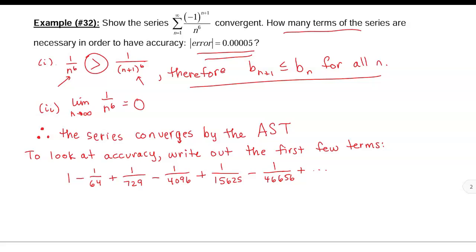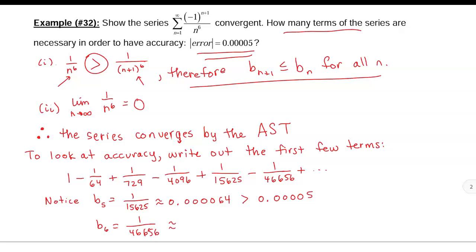I'm going to notice for you right now that the fifth term, b sub 5, 1 over 15,625, as a decimal, that has 4 zeros, 6, 4. That is actually still bigger than the accuracy we've been told to look for. So I'm going to go ahead and look at the decimal for the next term, 1 over 46,656. That decimal has 4 zeros, but then we have digits 2, 1, 4. This is more accurate than we needed.